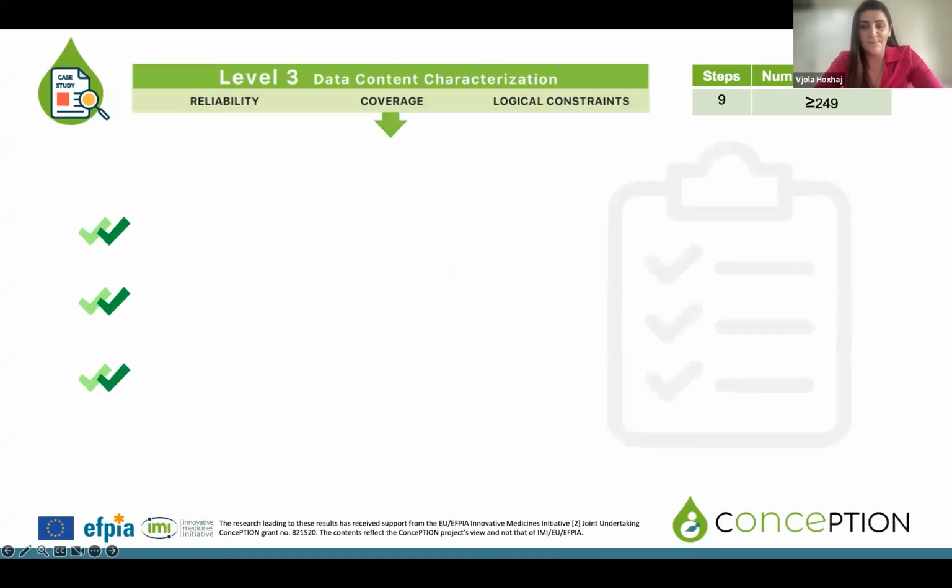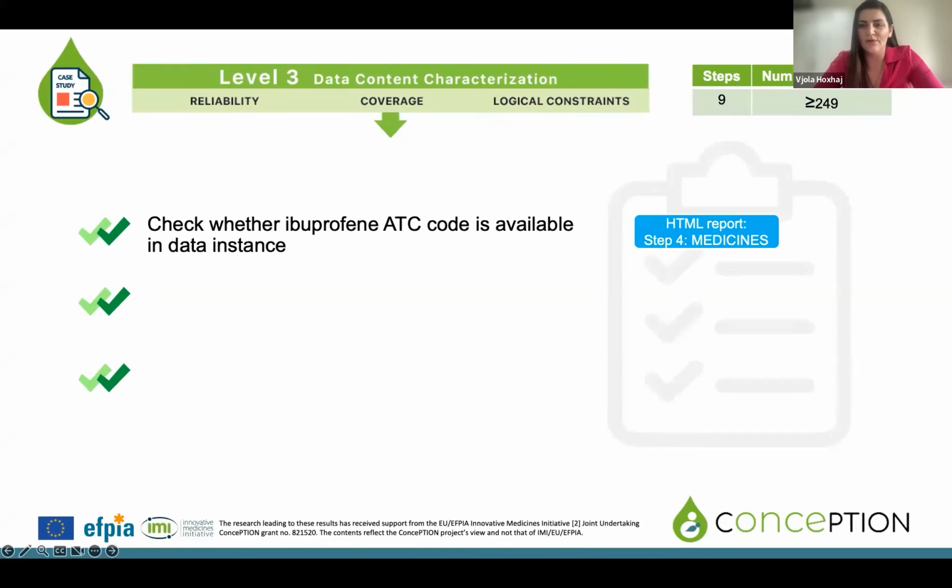Next, we go to level 3. By using level 3, we are able to assess the reliability of the data, the coverage, and the logical constraints. It includes 9 steps with more than 249 checks, depending on your study requirements. The level 3 reports are quite extensive because their goal is to facilitate the fitness for purpose evaluation of the data sources. For example, we can check whether ibuprofen ATC codes are available in the data source.